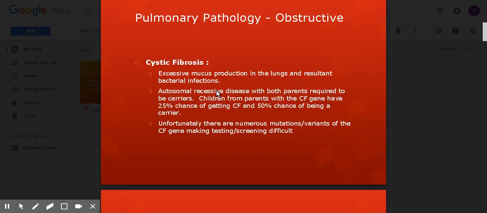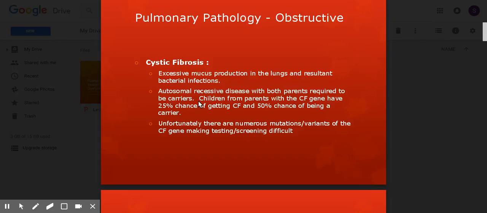Cystic fibrosis is a genetic disease. In fact, it is the most common life-threatening autosomal recessive disease, and is characterized by a CF gene that affects a transport molecule in the lung tissue. It results in excessive mucus production in the lungs and results in bacterial infections because of the body's inability to clear those mucus plugs.